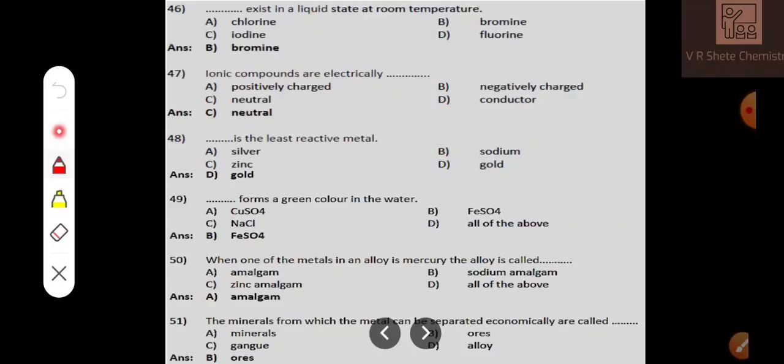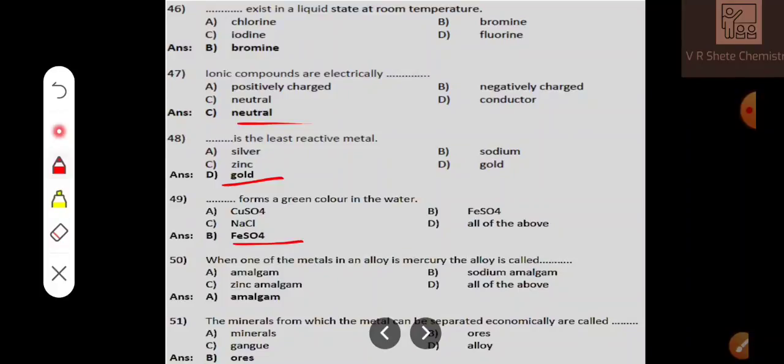This is a non-metal. An ionic compound is electrically neutral, but the solution of an ionic compound is an electrical conductor. This is a very important one. Sodium chloride is electrically neutral, but a solution of sodium chloride in water is an electrical conductor. Gold is the least reactive metal, because it is a noble metal. Ferrous sulfate forms a green color in solution.